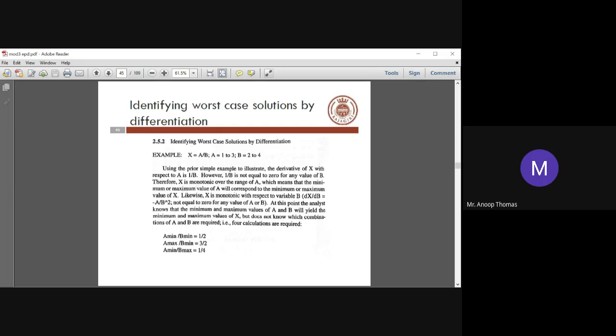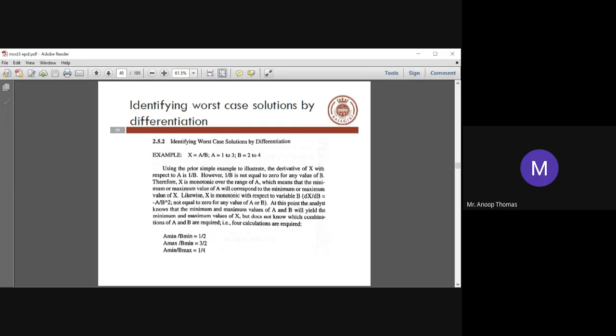Likewise, x is monotonic with respect to b as well. dx by db will be minus a by b squared. Differentiation is a big thing, something which you have studied in your +2 and engineering, which will not be understood easily by most people. But here it's a very simple case. So you just differentiate your x with respect to b. It gives you a solution of minus a by b squared. You give all the values of a and b, minimum and maximum, and you never get an answer equal to 0.